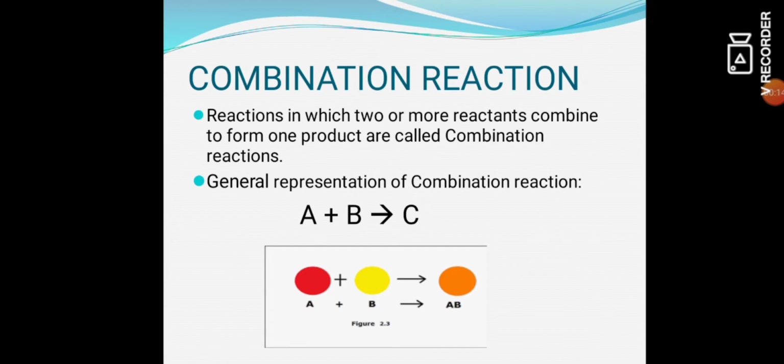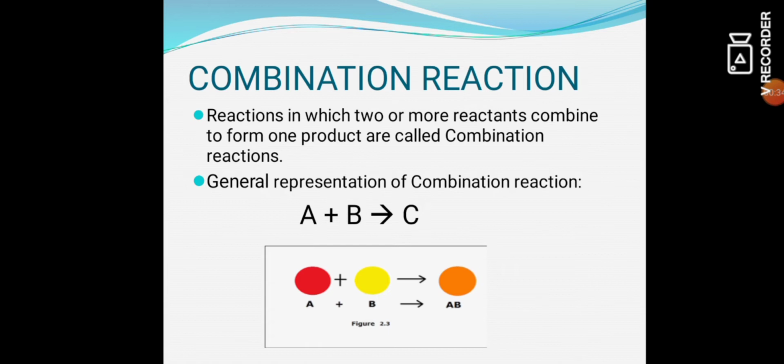Reactions in which 2 or more reactants combine to form one product are called combination reactions. From the definition itself, it is clear that when 2 or more reactants react together, a single product will be formed. That type of reaction is termed a combination reaction.